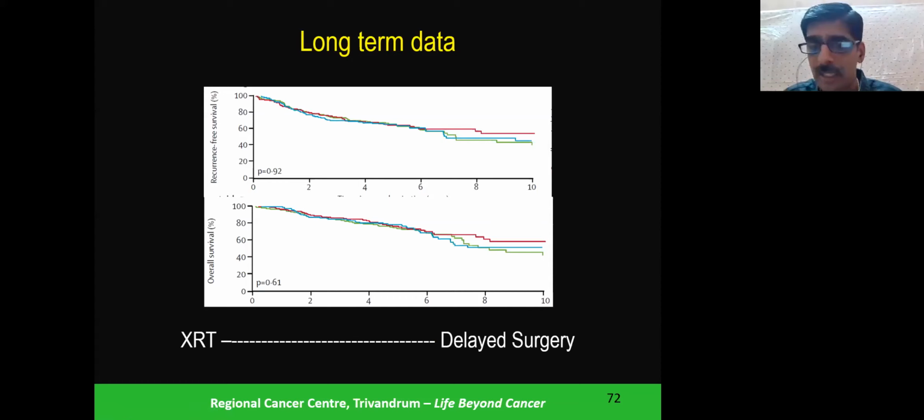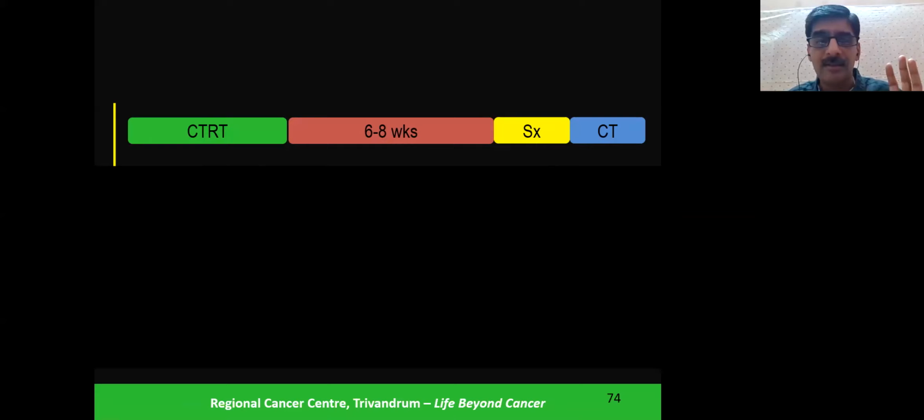So short course RT and delayed surgery has come up as a big boon, a big helping hand, for patients who have oligometastatic disease, because once this has been standardized, sequencing treatment is very easy. This is the sequencing of treatment that we usually do. For locally advanced rectal cancer, we used to give long course chemoradiotherapy, wait for 6 to 8 weeks, then operate and then give chemotherapy. And if the patient has a liver lesion, how would you do the liver lesion?